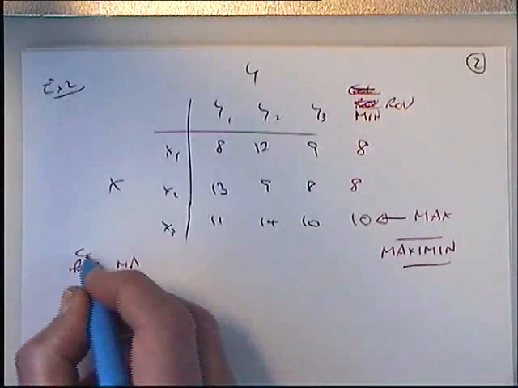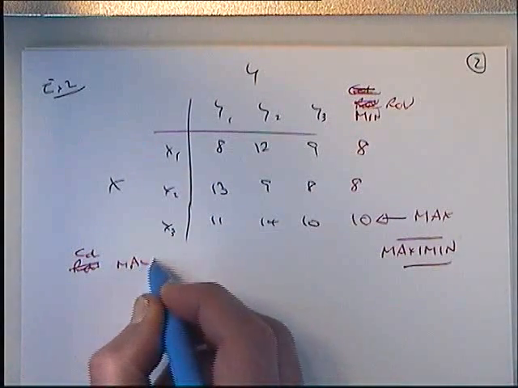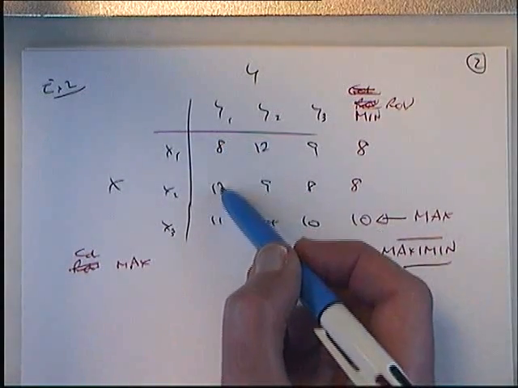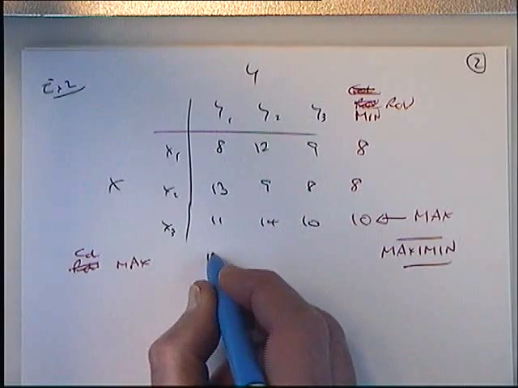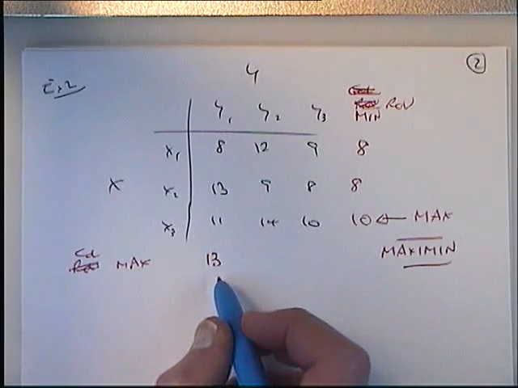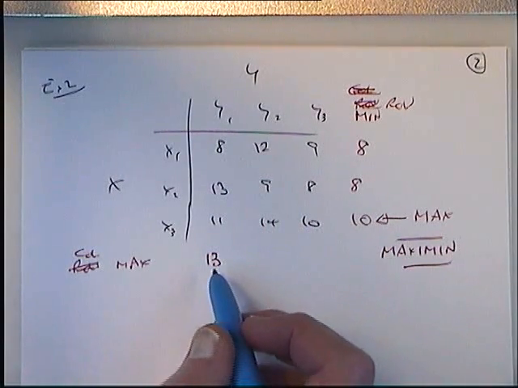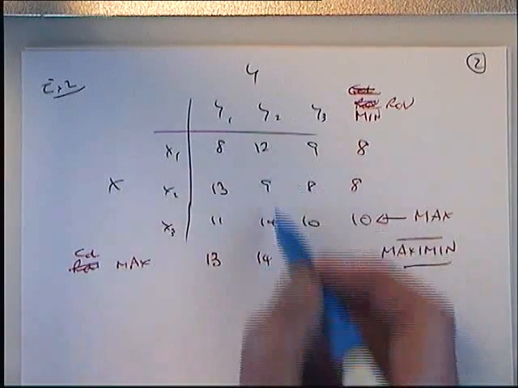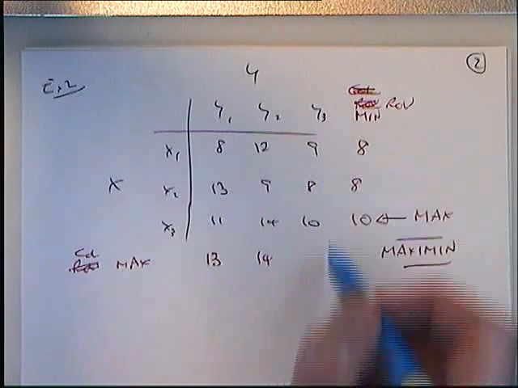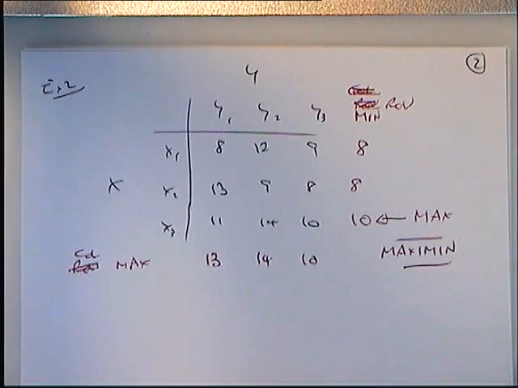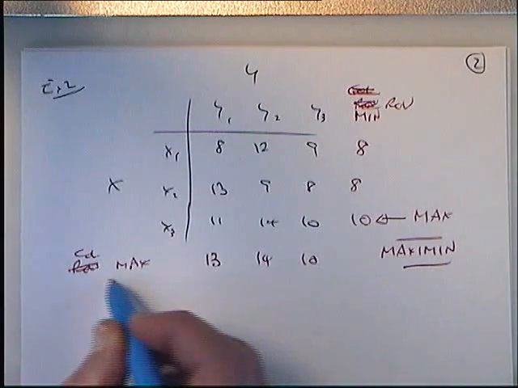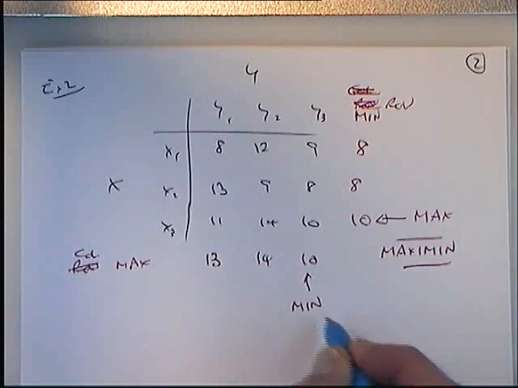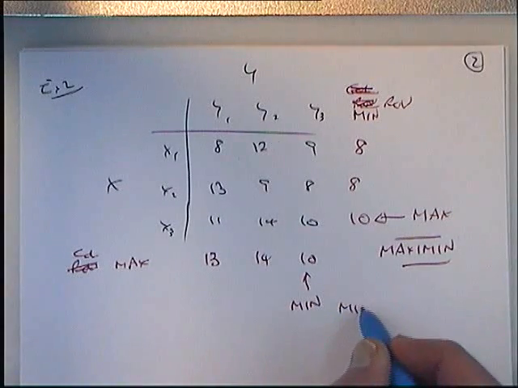Now we're going down each column and we're going to choose the maximum in each column. The maximum of 8, 13 and 11 is 13. That would be very bad for Y. That's a loss of 13. The maximum here is 14. That would be even worse for Y. The maximum over here is 10. So Y is looking, once you've done the column maximums, for the minimum. So Y is doing a mini-max strategy.